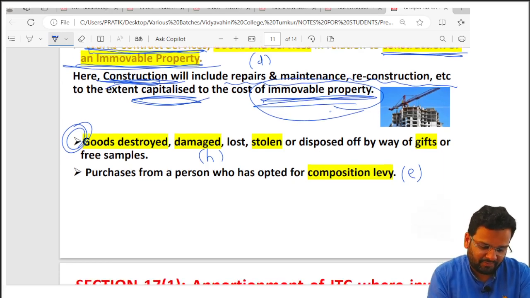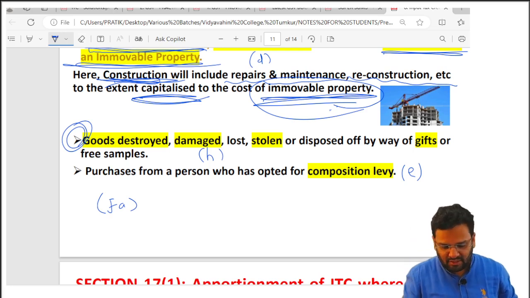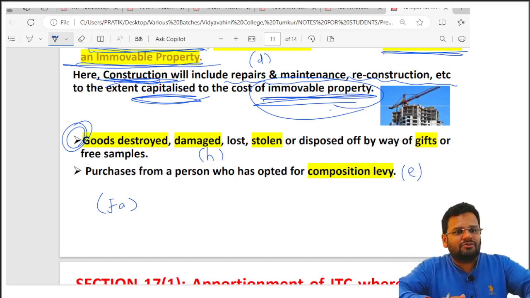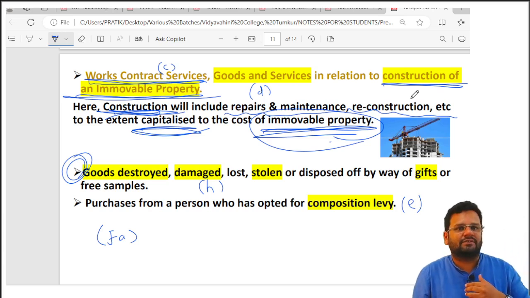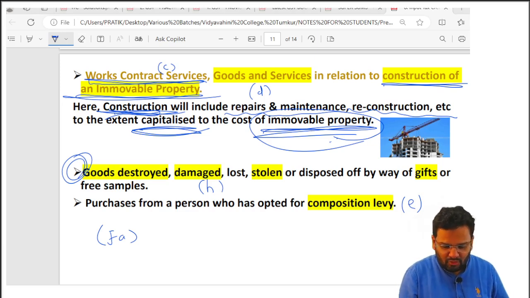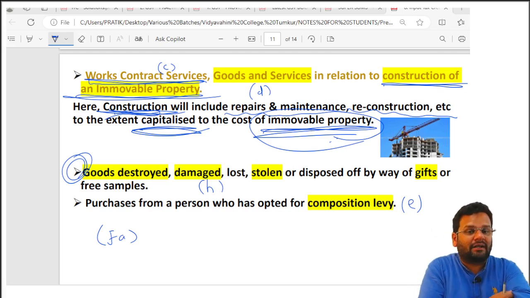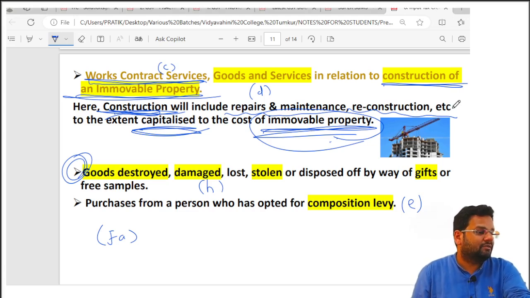So write down, clause FA. Amended, very fresh. They can ask you in the exam. Clause FA, last thing before the break. Any goods or services which are used in CSR activities as specified under section 135 of the Companies Act.